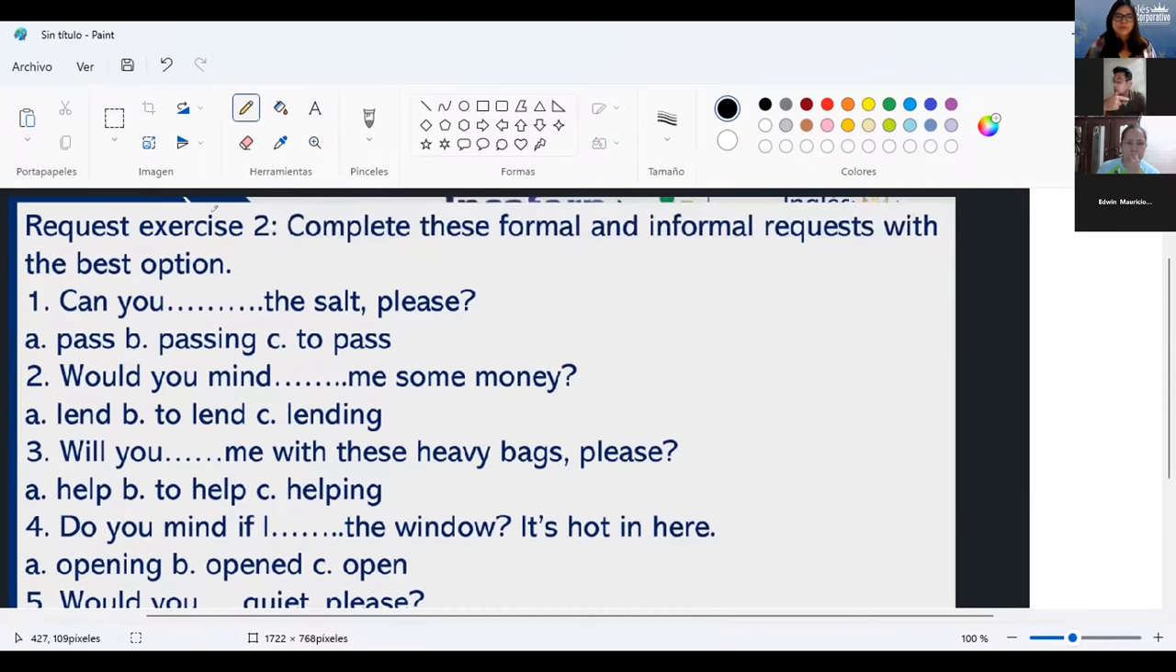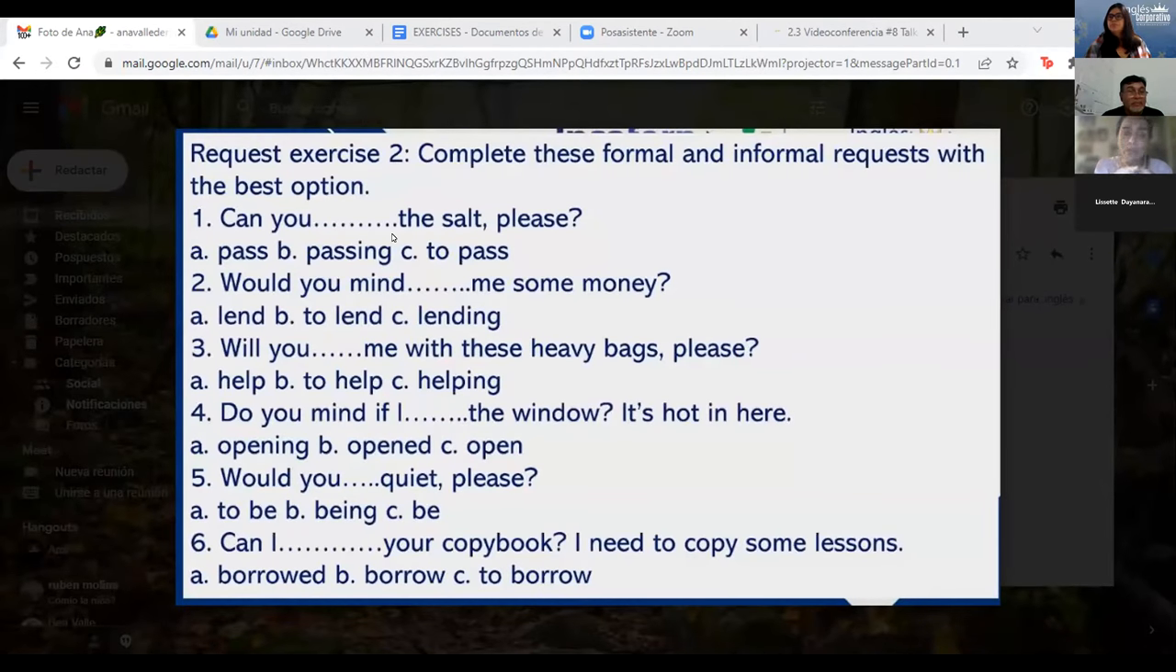Sería, puedes pasarme, ¿no? If you're in a restaurant, if you are at the restaurant, you could say, could you pass me the salt, please? You can do that if you are sitting at a table with somebody, right? When you are eating. It's better if we say, could you pass me the salt? There are people that like to eat a lot of salt when they are eating at the table.